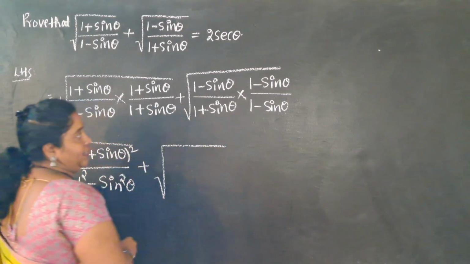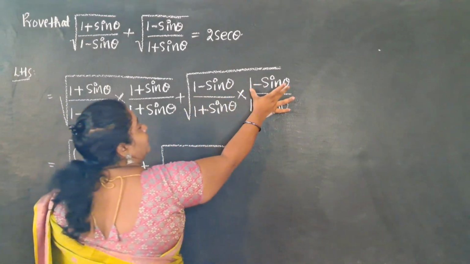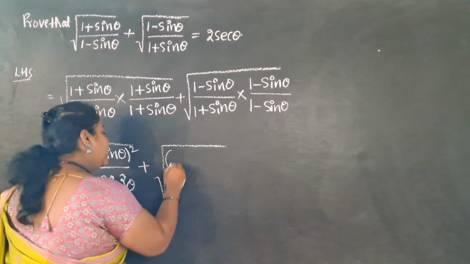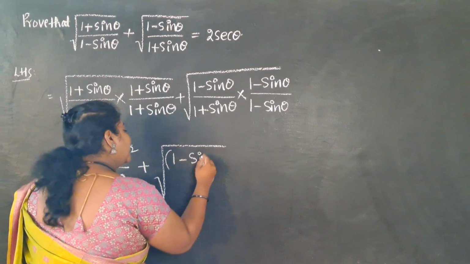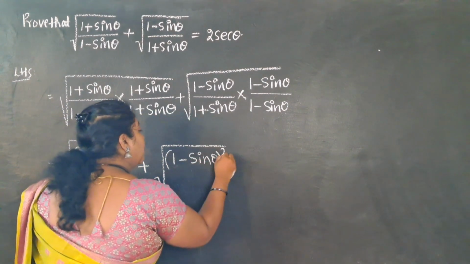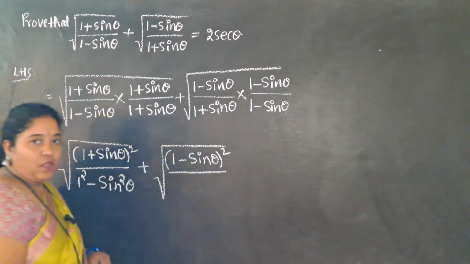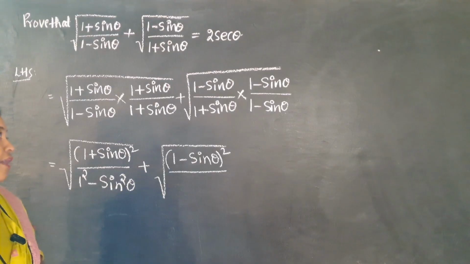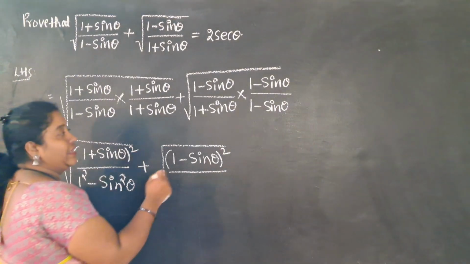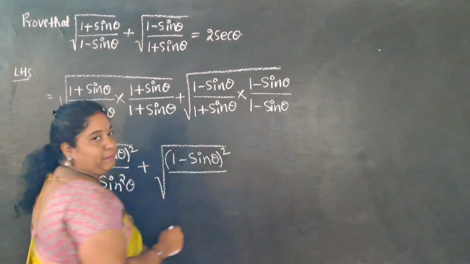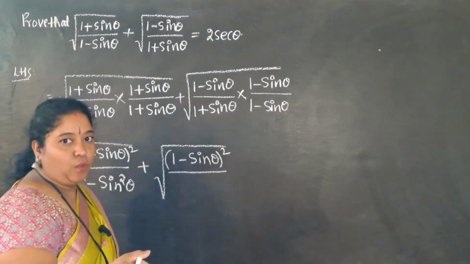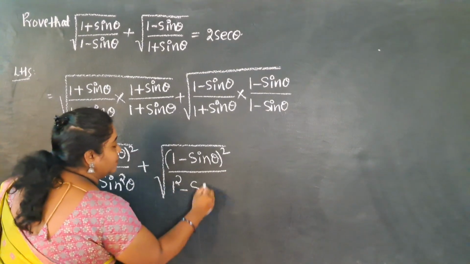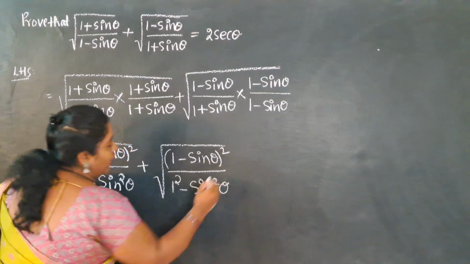Look at the numerator. 1 minus sine theta into 1 minus sine theta. So what I'll have here, dears? 1 minus sine theta the whole square. In the denominator part, again a plus b into a minus b is nothing but a square minus b square. So I'll have 1 square minus sine square theta.